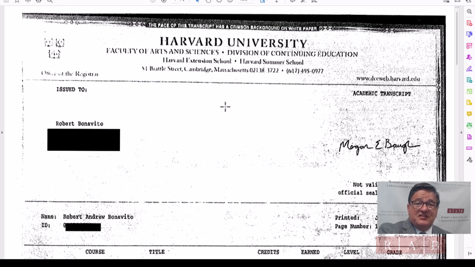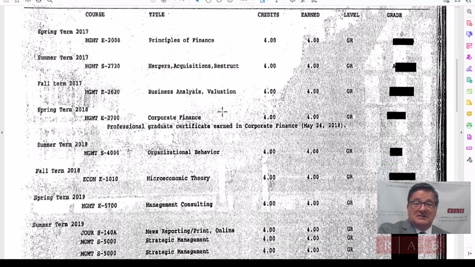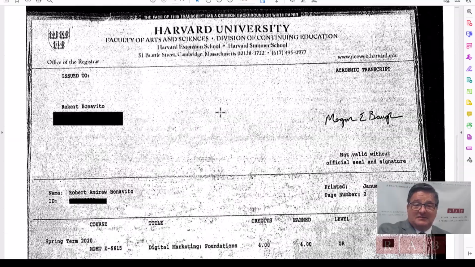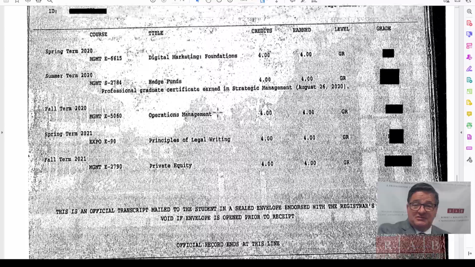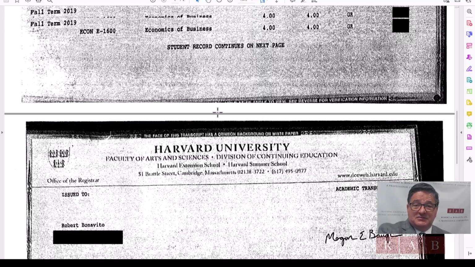This is an official transcript from Harvard listing all the courses that I've taken to earn a degree. This is an official transcript. Okay, this stuff is rock solid.